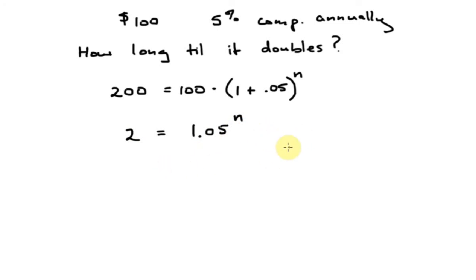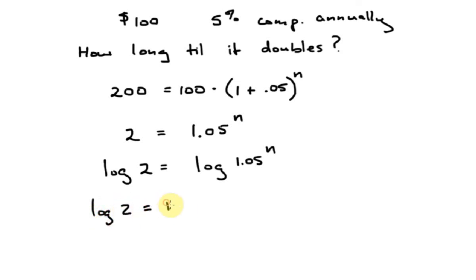Now, here's what tells me I'm going to use logarithms. The thing I don't know, it's an exponent. And so to bring that on the ground, I'm going to take logs of both sides. So I'm going to go log of 2 equals log of 1.05 to the n. Now, with the laws of logarithms, I'm allowed to take exponents and bring them out in front. So now it looks like this. Log of 2 equals n times log of 1.05. Now, keep in mind, log of 1.05 is just a number. So to solve for n, I'm going to divide by that number.